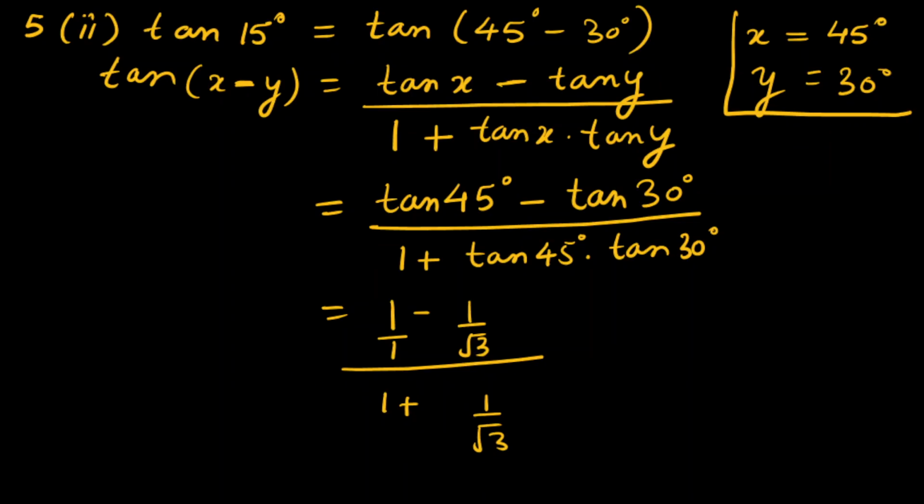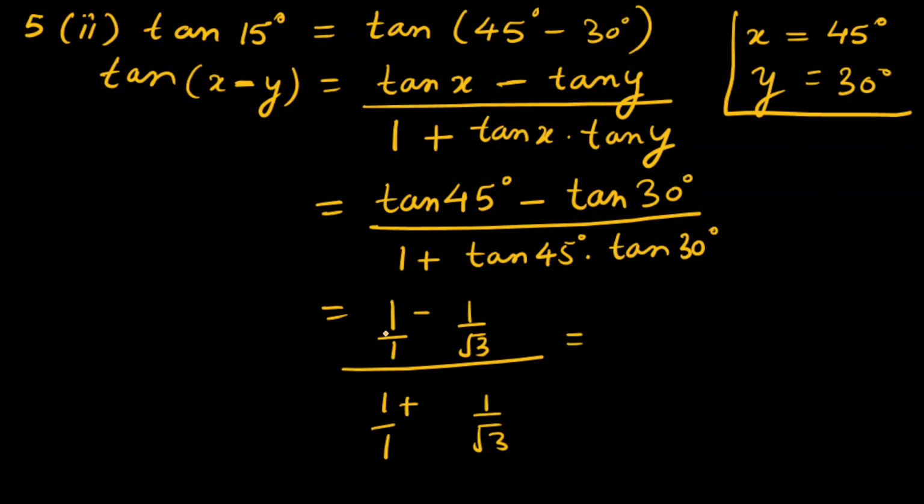So directly I am just writing. 1 into 1 became 1, so that's why I just wrote 1 plus 1 by root 3. Here also I can write 1 as 1 by 1. So upside I have one fraction and the numerator is also one fraction. Let us simplify these fractions.